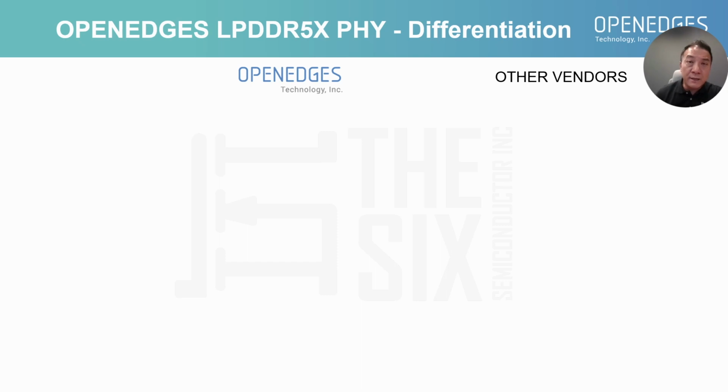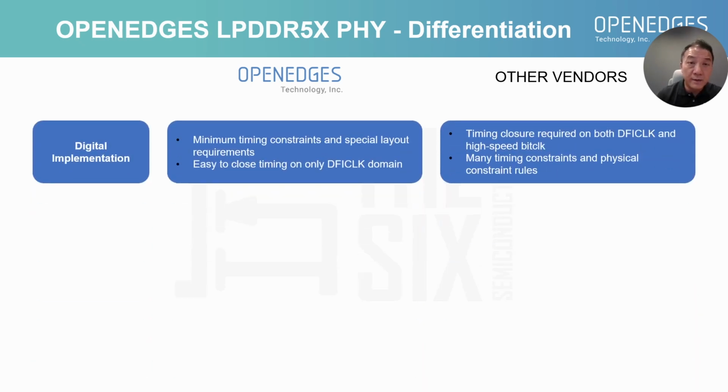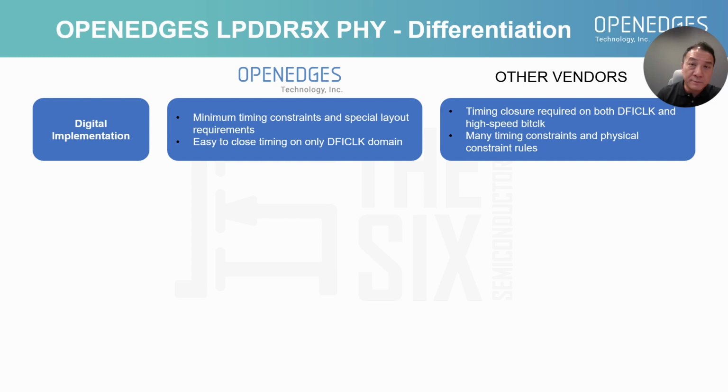Now let's take a look at a higher level how OpenEdges LPDDR5X differentiates from some of the other vendors in the market. So from a digital implementation perspective, there is only a minimum set of timing constraints and special layout requirements, and it's easy to close timing on DFI clock or lower frequencies only. So there's no other higher speed clocks that are required to close timing on. For some vendors, the place and route blocks include high-speed clock domains with many timing constraints and physical constraint rules. So this is actually a customer feedback that we got.